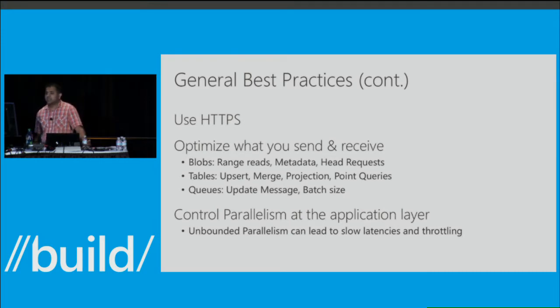Queues, you have update message and batch, where you can start storing state, and also batch sizes to control your gets. You can control parallelism at your application layer. You need some kind of throttling so that if you're a multi-tenant system, you don't overwhelm other users just because a single rogue user is using a lot. So it's good to prevent a lot of unbounded access to the storage service layer. You need to keep a tab on it at least.